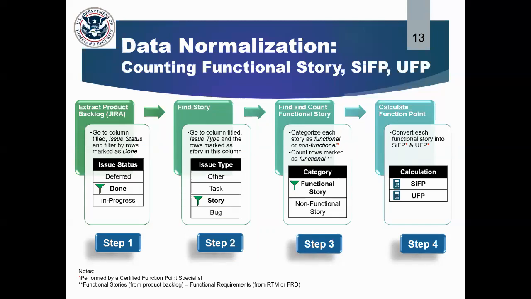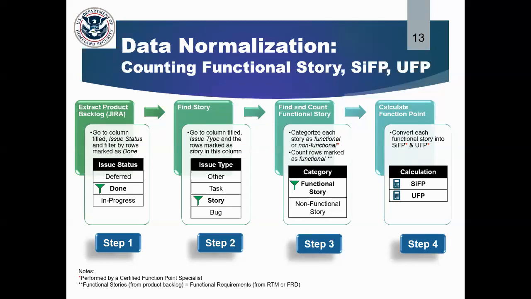Now, the first thing we did in converting to these size measurements was, once we got the product backlog in JIRA, we selected the column issue status and filtered by those that were marked as either completed or done. The second step, you go to the column issue type, and you filter by those that are marked story or user story.